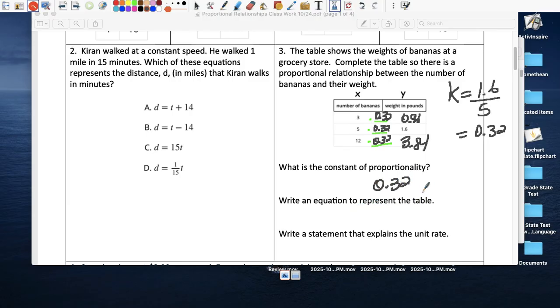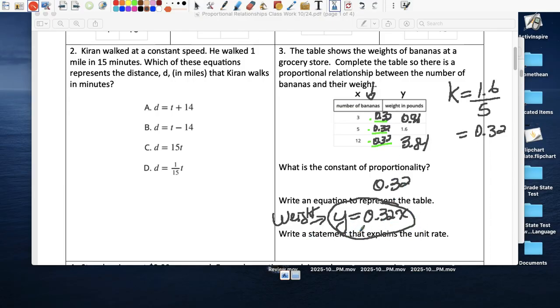Write an equation to represent the table. So let's write the equation. Here, y represents the weight. If I want to find the weight of the bananas that I bought, all I have to do is multiply 0.32 by the number of bananas, 1 banana, 2 bananas, which in this case is represented by the letter x. This is the formula that you use to find the weight of however many bananas you're buying, 10 bananas, 15 bananas. All you have to do is multiply by 0.32.